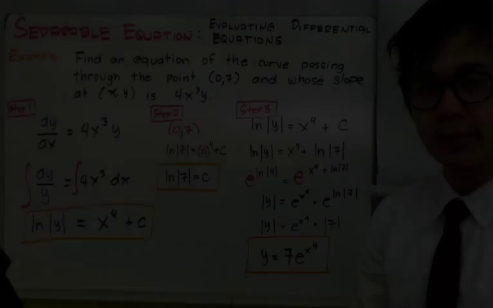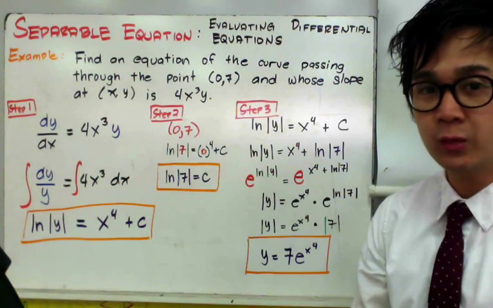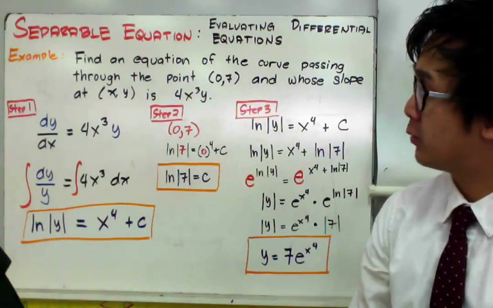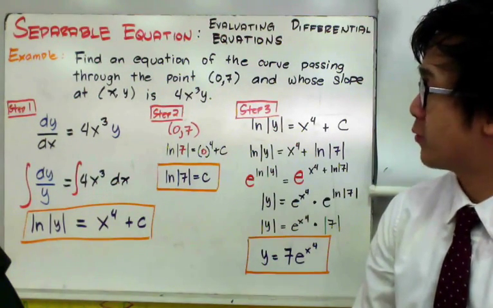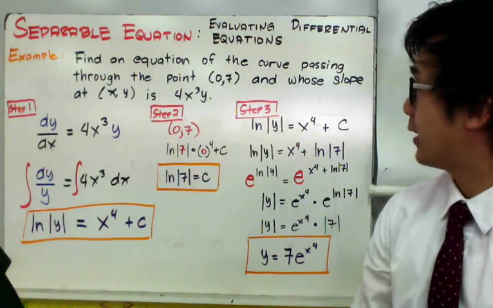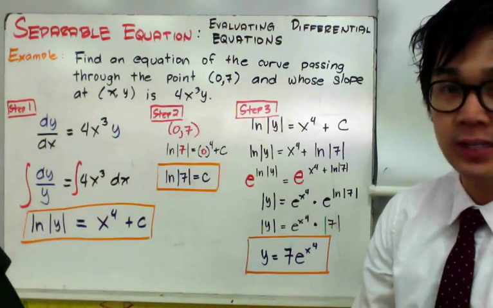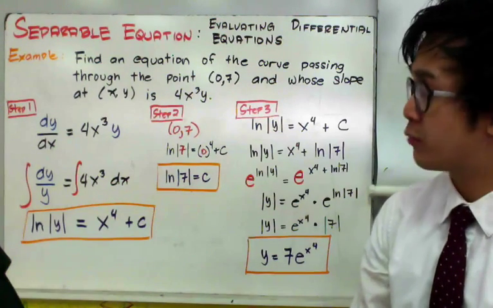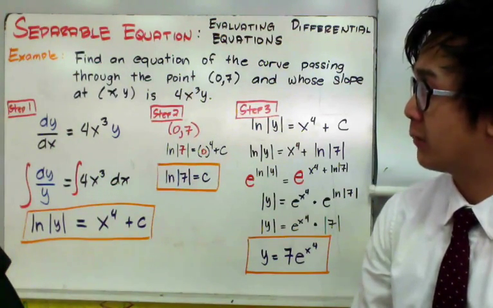Today we'll have more examples on evaluating differential equations, which are also known as separable equations. Now in this problem, we need to find the equation of the curve passing through the point (0, 7), and whose slope at (x, y) is given by 4x cubed y.